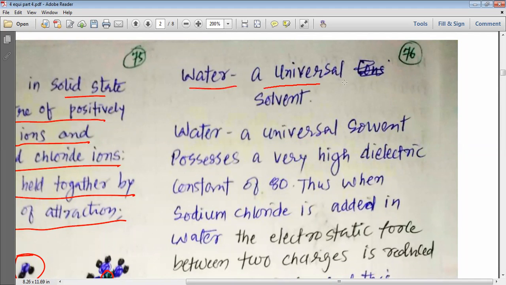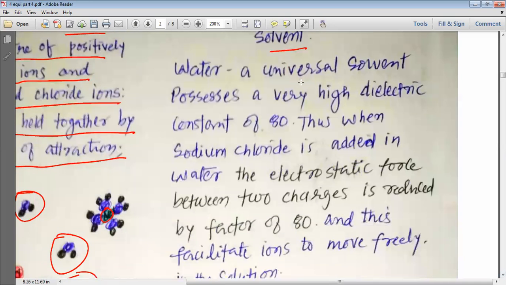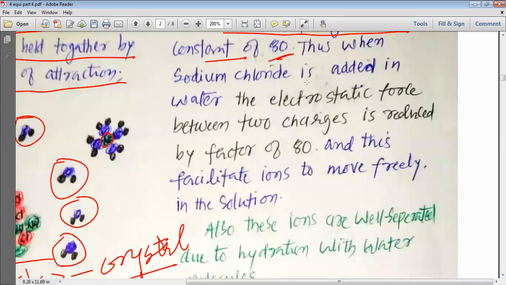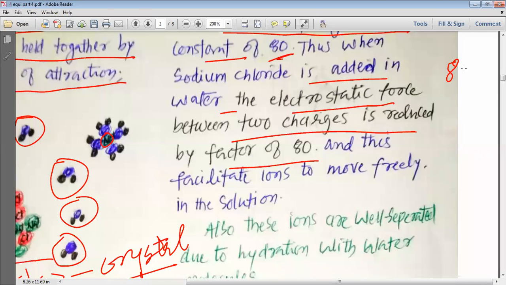Now we want to study water, a universal solvent. Water, a universal solvent, possesses a very high dielectric constant of 80. So the value of the dielectric constant for water is 80. Thus when sodium chloride is added in water, the electrostatic force between two charges is reduced by a factor of 80. So suppose initially, let's say the electrostatic force of attraction was 800 kilojoule per mole.